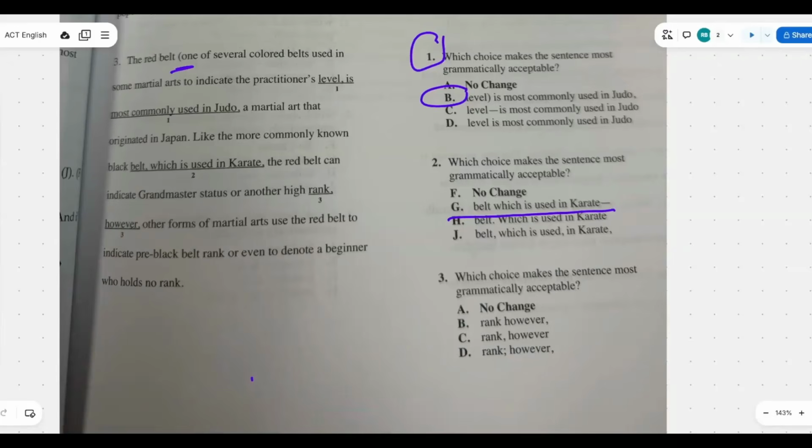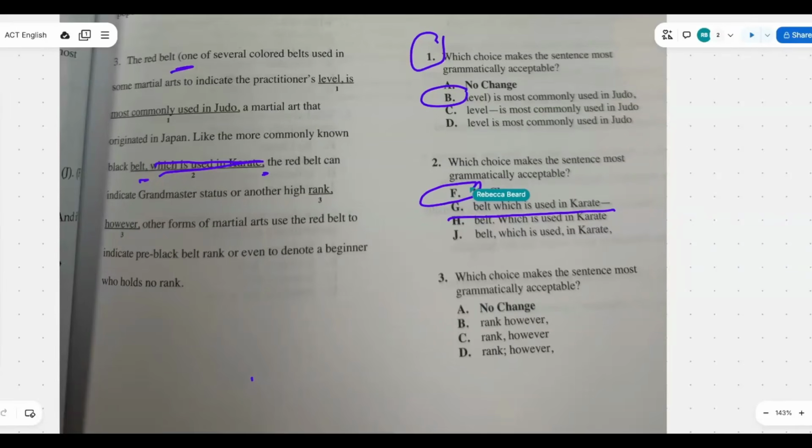So how we want to test this is I see 2 commas right here. So let's see if it's non-essential. So I'm going to cross through this. Like the more commonly known black belt, the red belt can indicate grand master status, blah, blah, blah. That reads so well with the 2 commas. I'm actually not going to test the rest of this. And the answer is F, by the way.